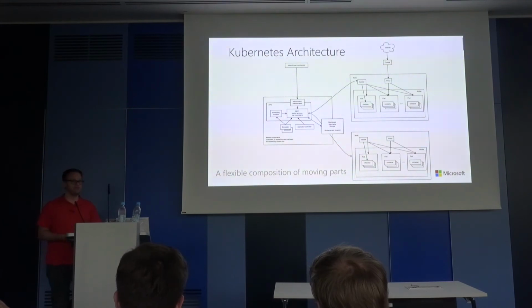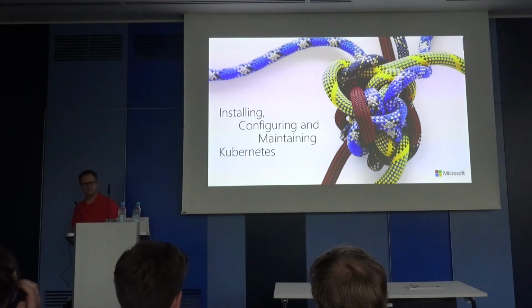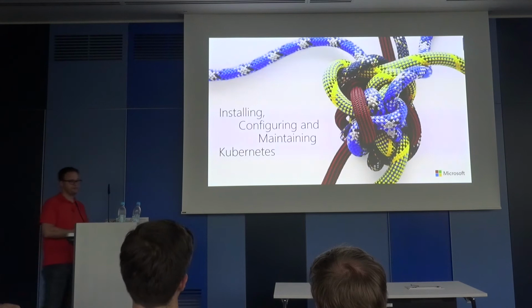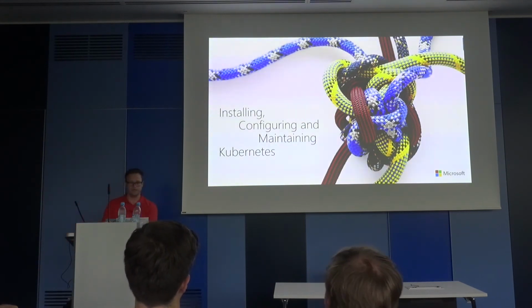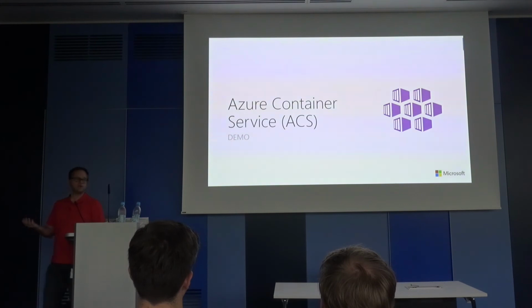Docker needs to be configured. The network needs to be configured. Access from the internet needs to be configured, and that's really difficult. Right? Installing and configuring and maintaining Kubernetes is extremely difficult to do right, and you have a lot of choices on what components to use as well. So let me show you what Azure Container Service can bring to that.